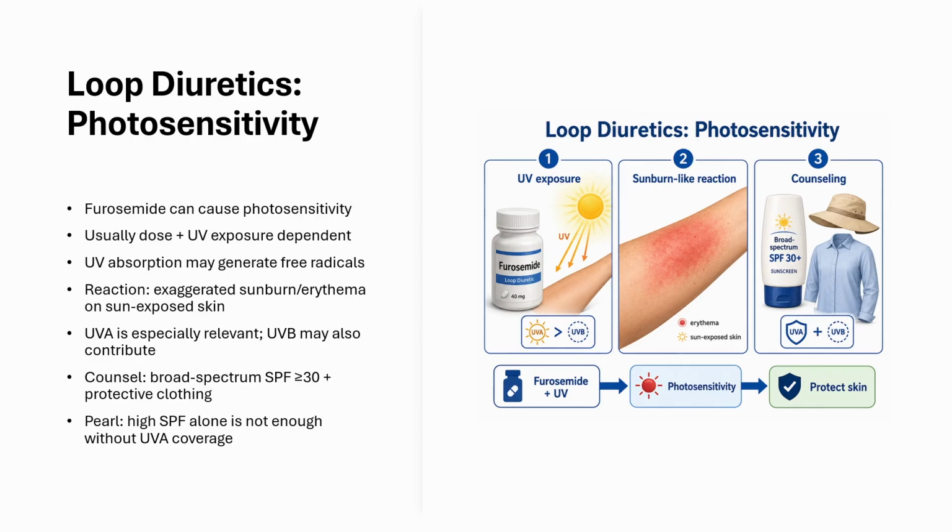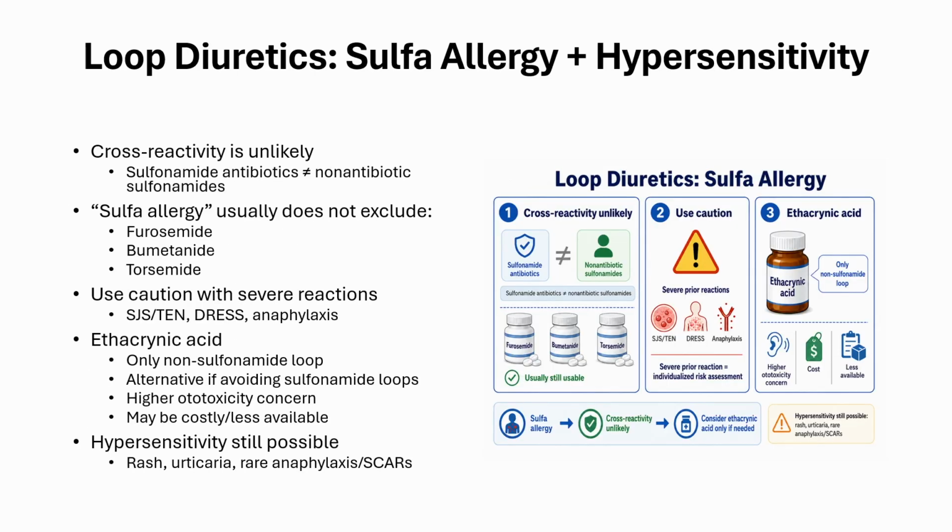For counseling, patients should be recommended to use broad-spectrum sunscreen with SPF 30 or higher that also meets UVA protection criteria. Standard SPF ratings measure only UVB protection. A sunscreen with a high SPF but poor UVA coverage would leave a patient on furosemide essentially unprotected against the relevant wavelengths.